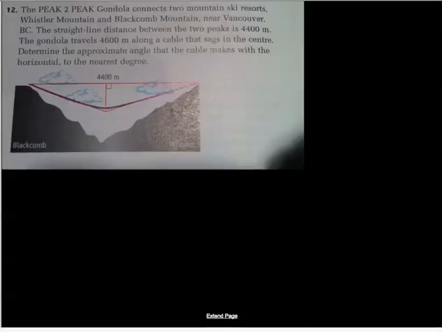And then the last one. And I chose this. This is the textbook you're going to be working in right away. The Peak 2 Peak gondola connects two mountain ski resorts, Whistler and Blackcomb. I chose this because by the time you watch this, I could be on that. We're going to be there.